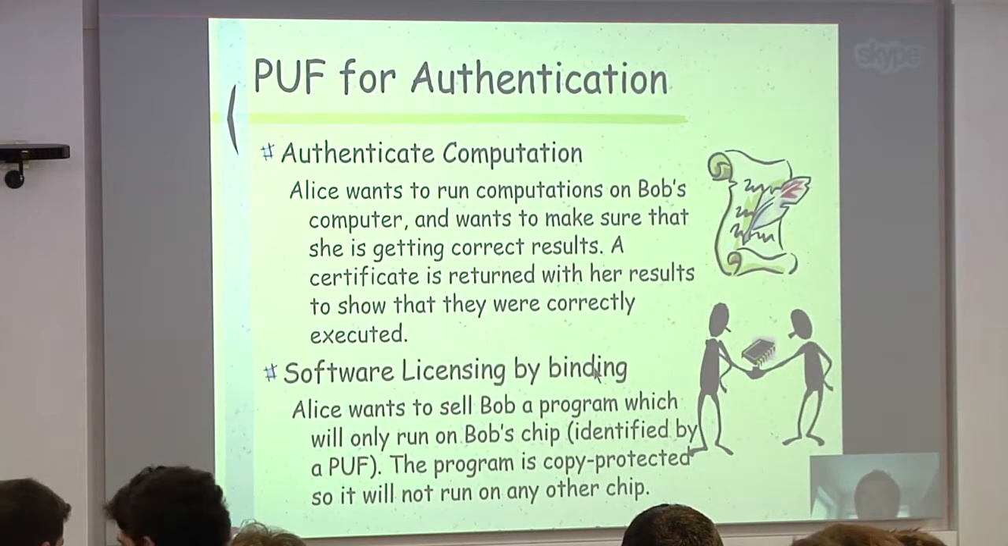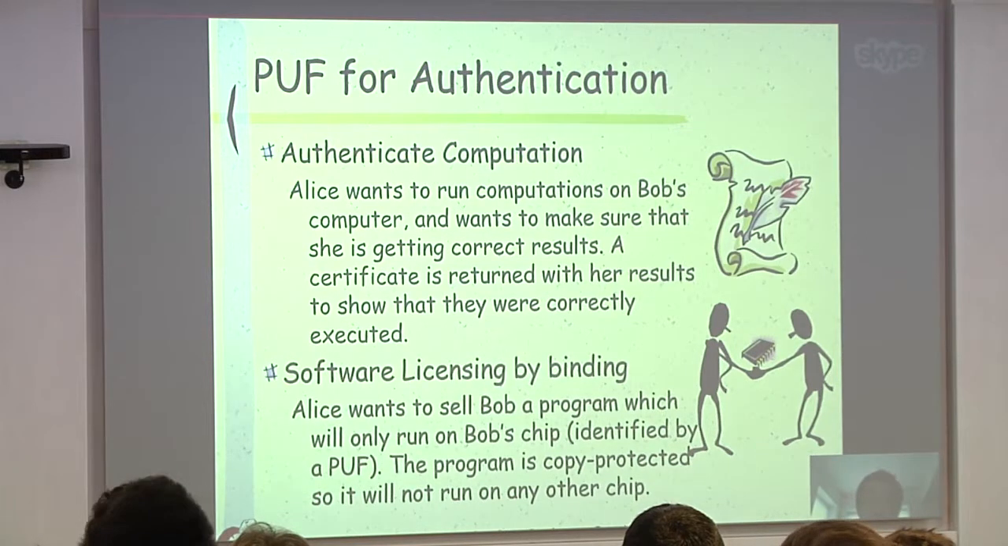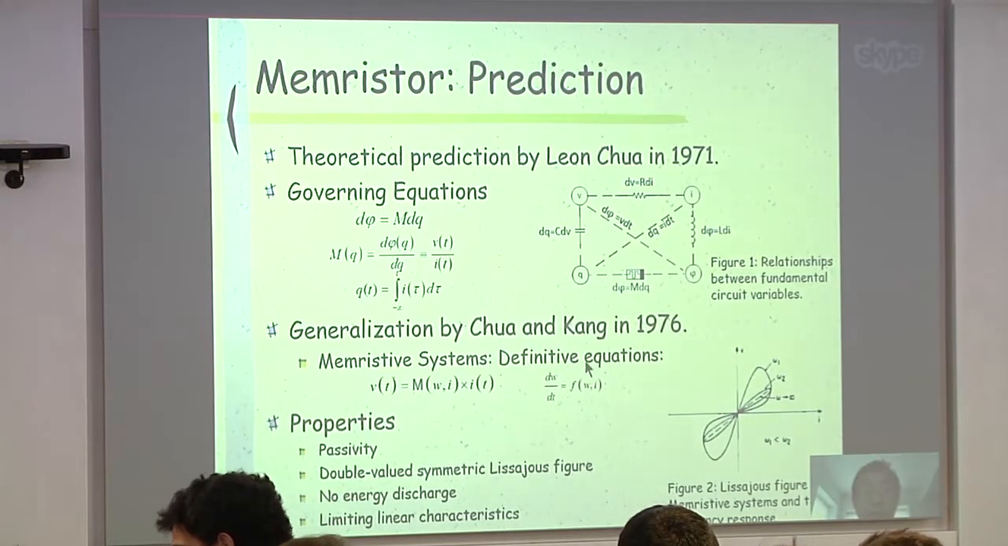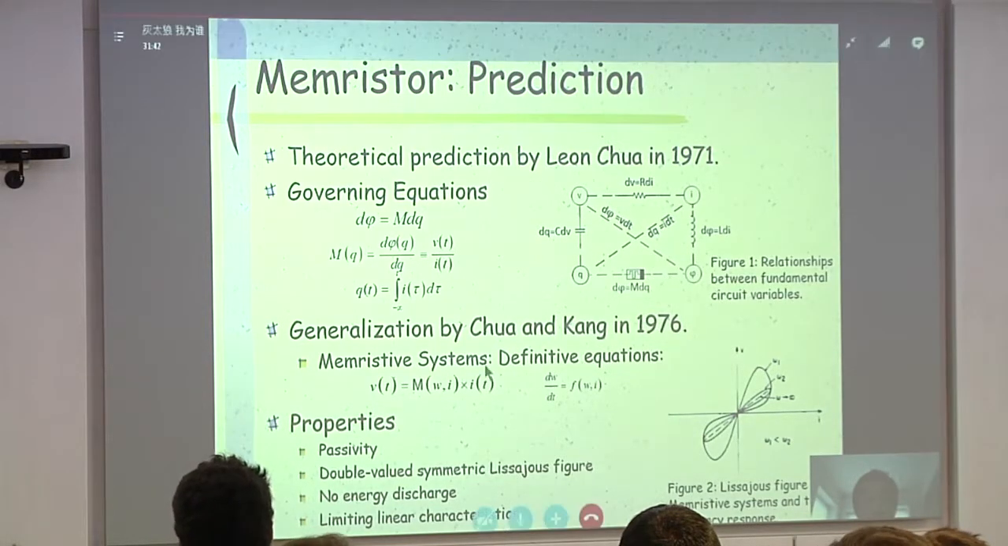So this is the second piece of authentication where we use PUF. The first one is a very basic digital design, and the next thing is something going down to the device. This is a device which was predicted more than 40 years ago by Professor Leon Chua, and I'm going to skip all these inclusions.